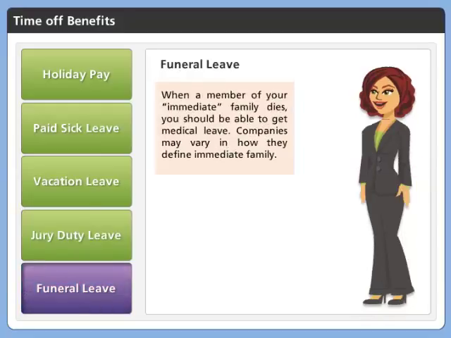Funeral leave. When a member of your immediate family dies, you should be able to get medical leave. Companies may vary in how they define immediate family.